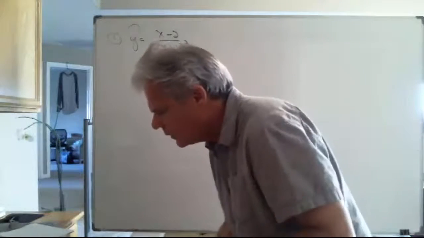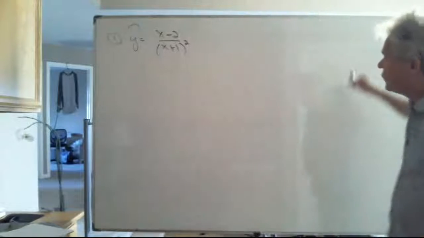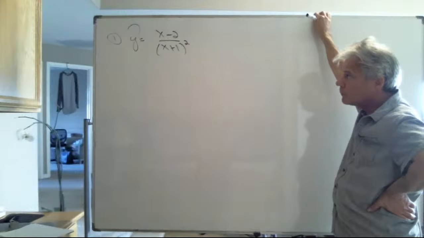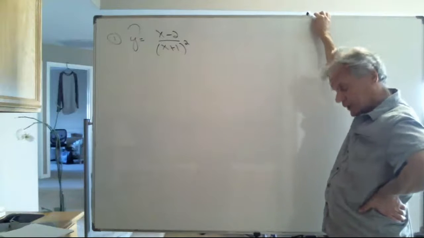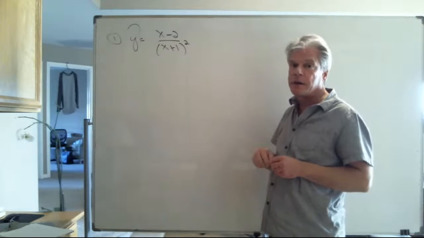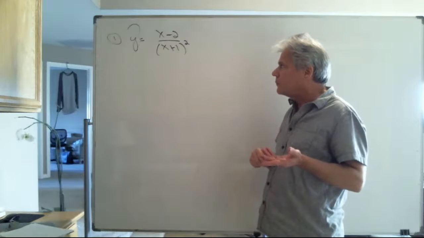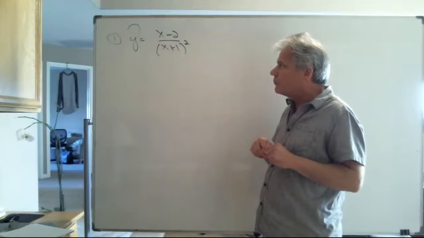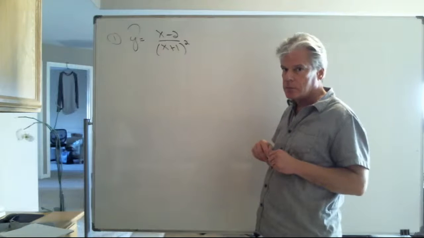I have 11 examples of graphing using our tools of calculus. Unless otherwise stated, I want a clear sketch of the graph of the equation. And in the graph, identify all intercepts, all local extrema, and all inflection points.